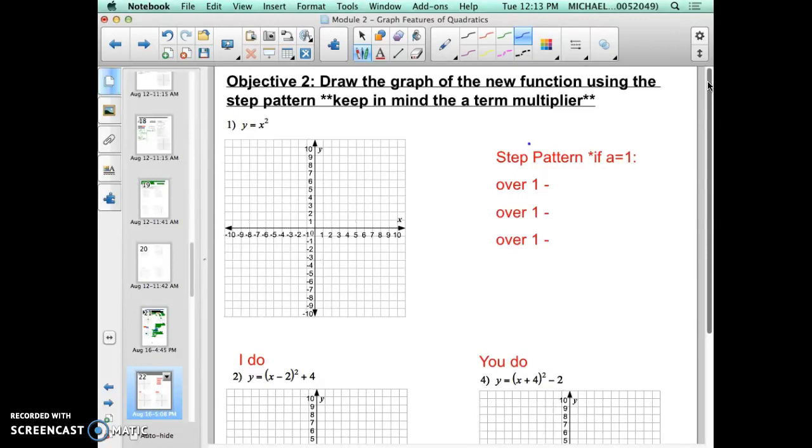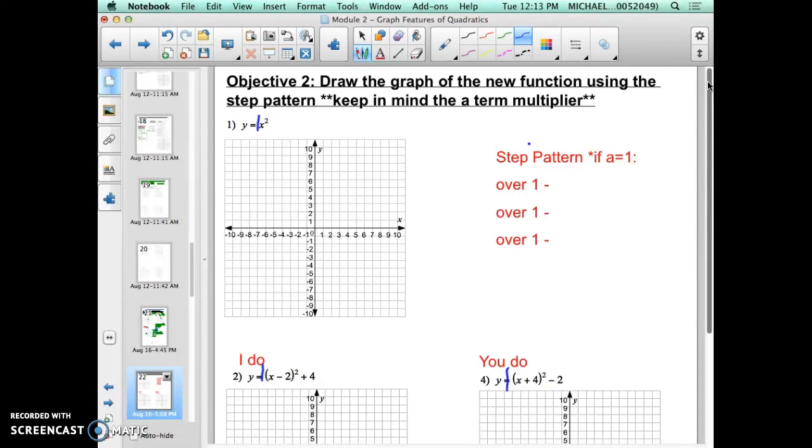What I said in these steps over here in red, this is the step pattern if the A term equals 1. So anytime the A term equals 1, this is the pattern you're going to use. If you notice, all of these A terms equal 1. So this is how we're going to draw these exactly.